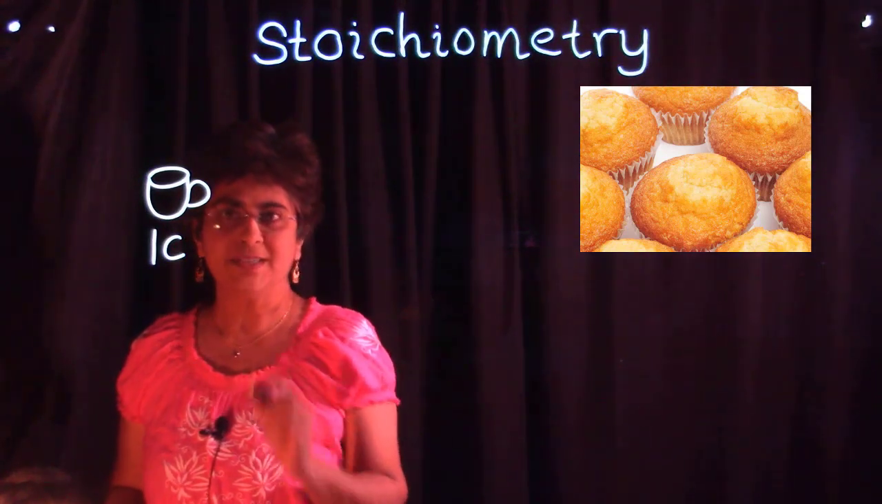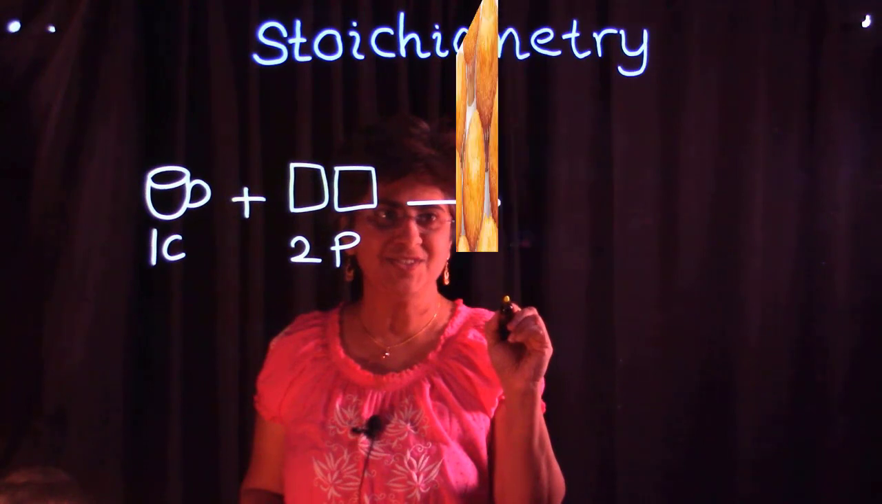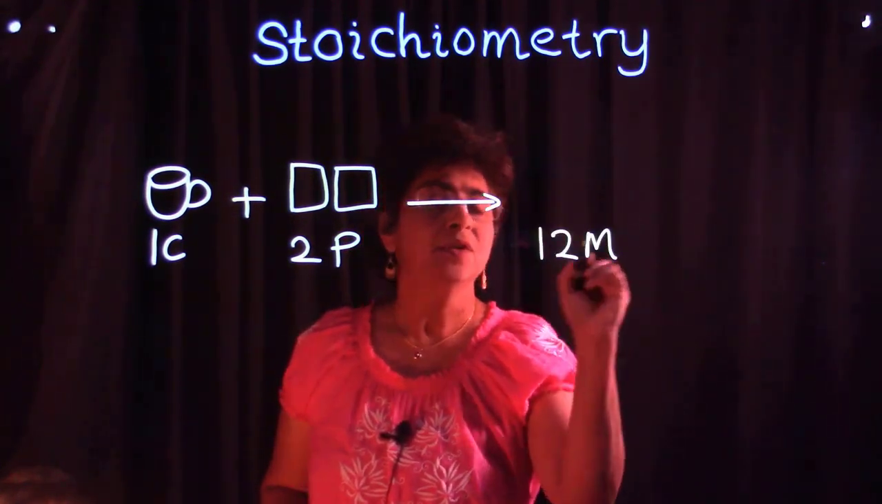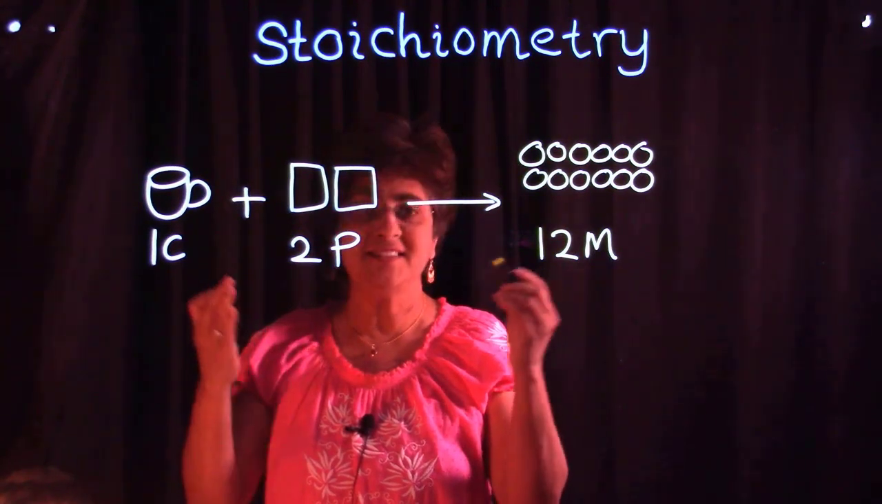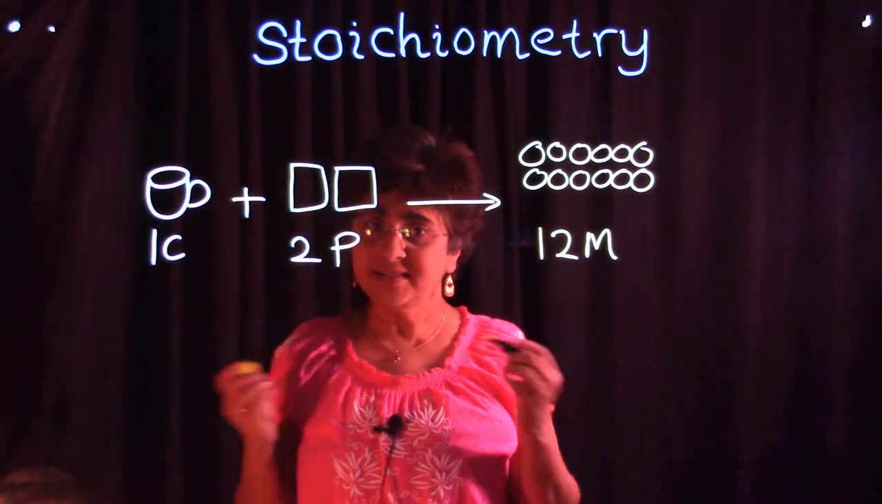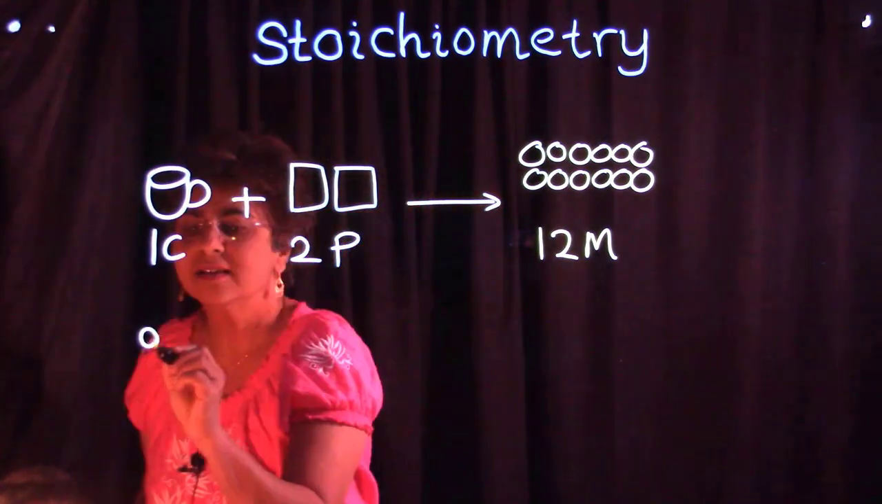1 cup of water, 2 packs of muffin mix. Follow the directions on the package and I will get 12 muffins. This is like a chemical equation. In fact, this is my muffin equation. Let us say I want to bake 96 muffins for my students.